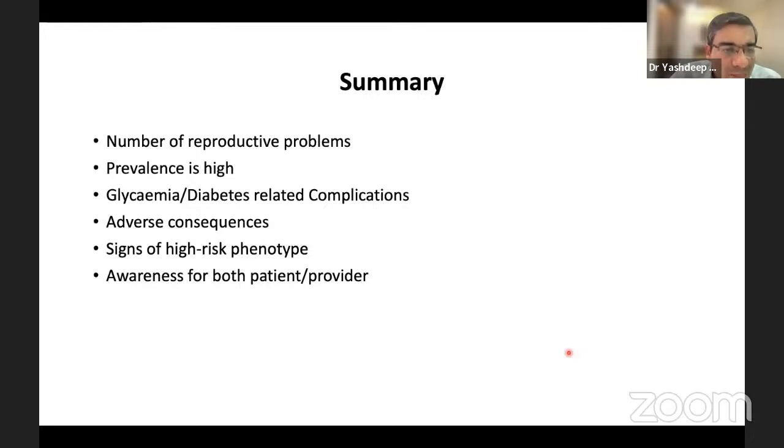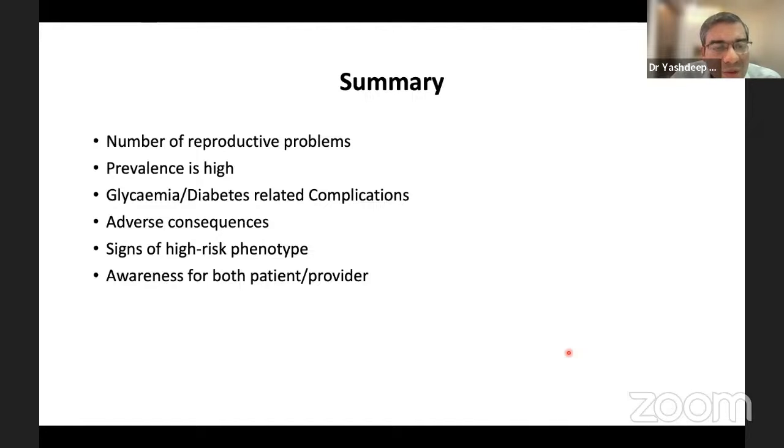Then when these problems manifest, they have their own adverse consequences. Like I showed, delayed menarche is associated with diabetes related complications, and pregnancy I showed. So there are again adverse consequences for these sort of issues. And this could be a marker of high risk phenotypes, like menarche could be a marker that this patient can go on to develop diabetes related complications.